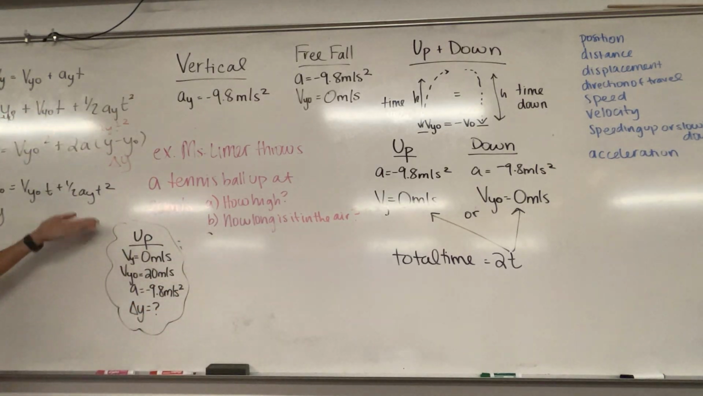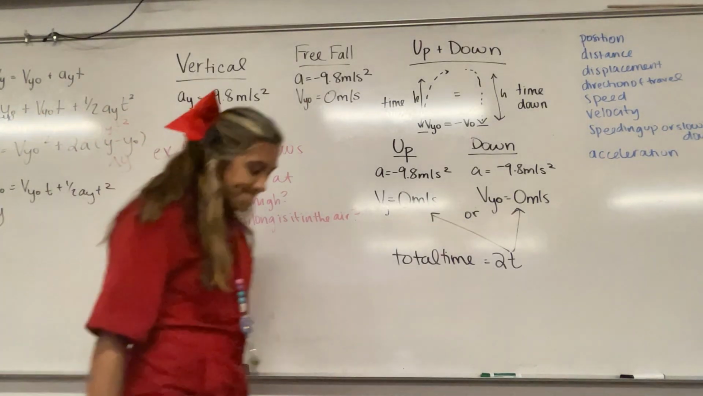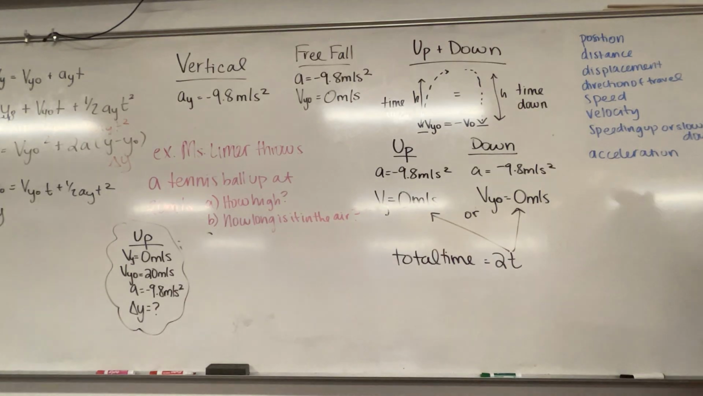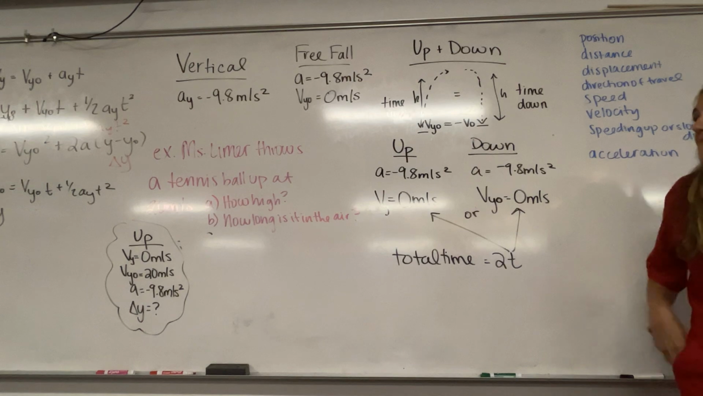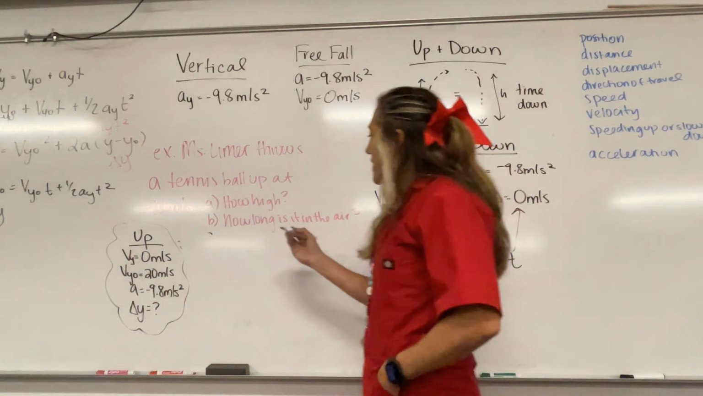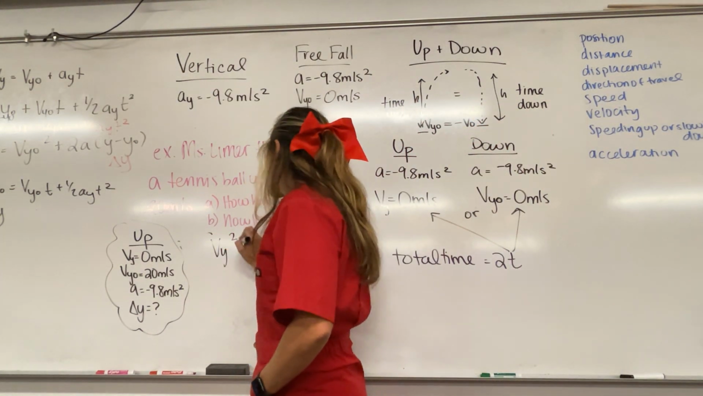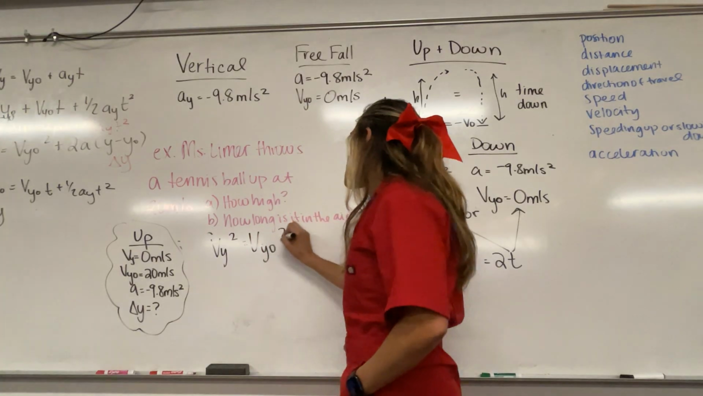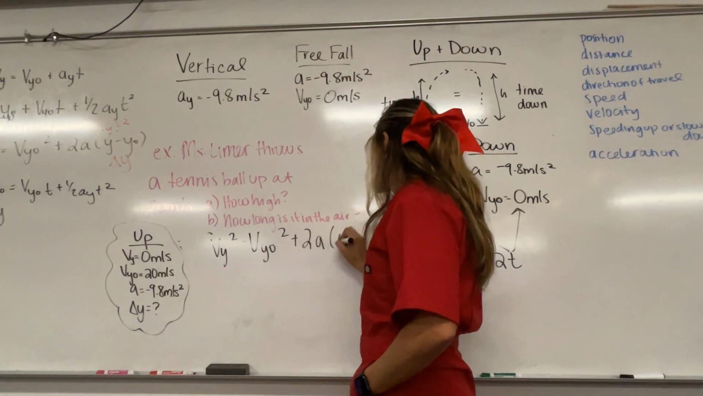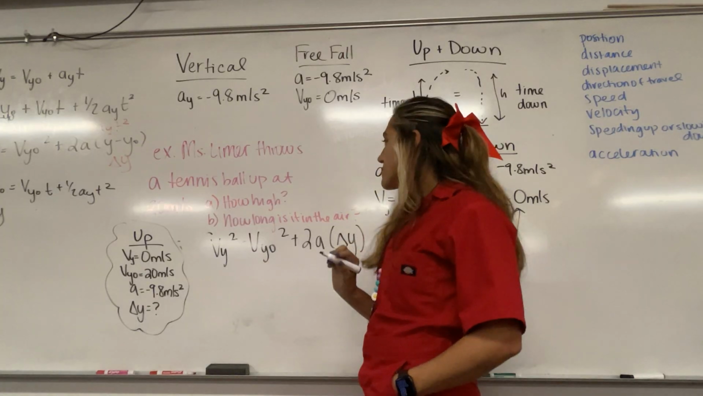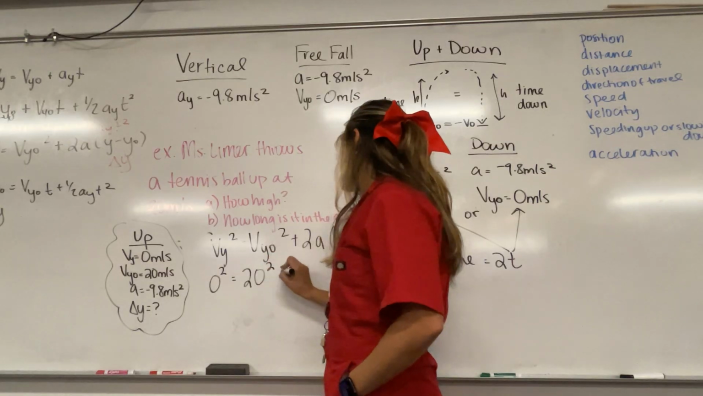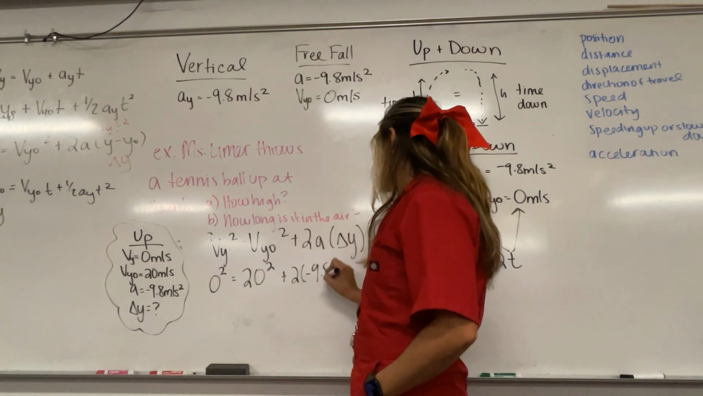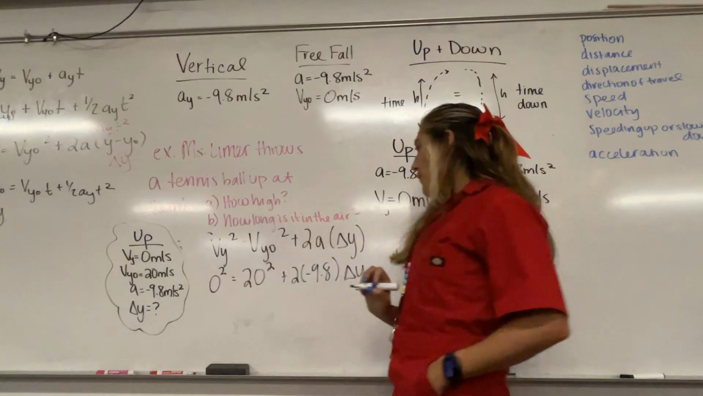All right. I've got lots of things. Which equation do you want to use? 1, 2, or 3? 3 is the only one that does not have time, right? So I'm going to have to use that one. So Vy squared is equal to Vy naught squared plus 2a delta y. So 0 is equal to 20 squared plus 2 times negative 9.8 times delta y.